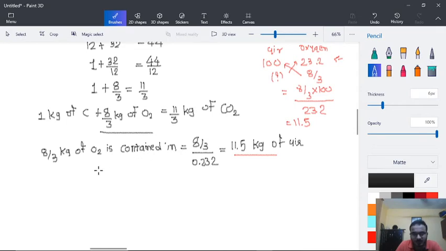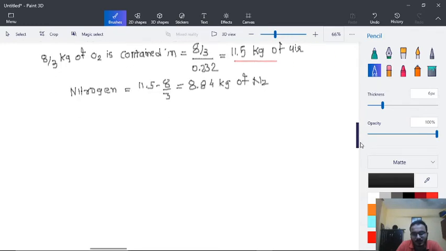Now, out of this, the difference between the kg of air and kg of oxygen will give us kg of nitrogen. So nitrogen will be equal to 11.5 minus 8 by 3, and this will give us 8.84 kg of N2.